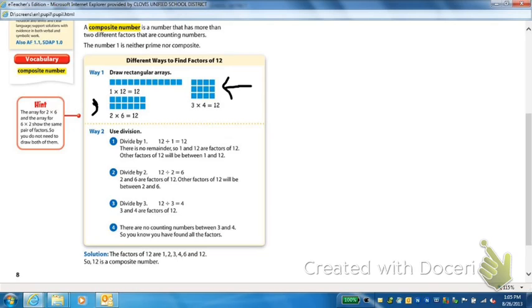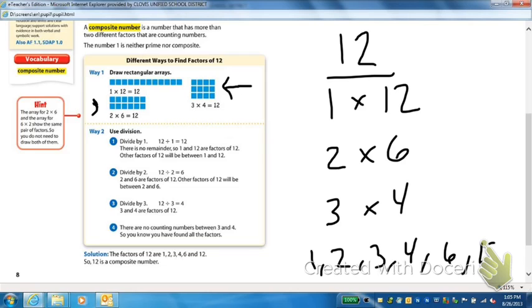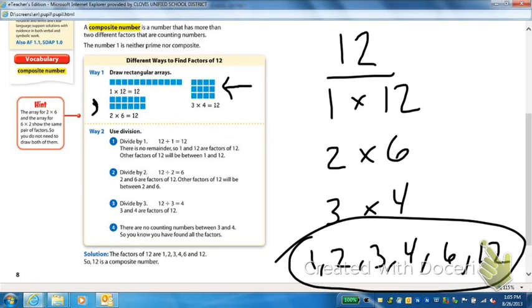12 is starting to get a little bit bigger, and we have 3 arrays. And once we get to like 16 or 24, 36, there's going to be a lot more arrays that we'd have to do. Again, that takes a lot of time. So we'd like them, again, to try it this way. Start with the 1, and then you're kind of using division. 12 divided by 2 is 6. 12 divided by 3 is 4. And again, you're done because you don't have to repeat the numbers. And these would be the factors of 12.